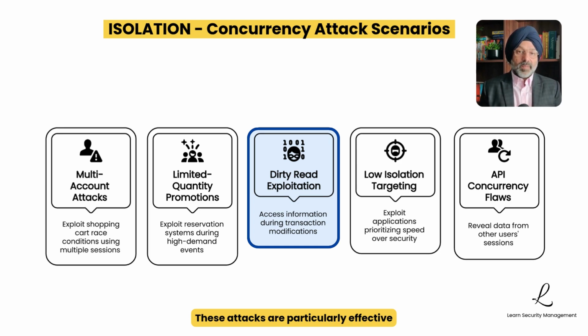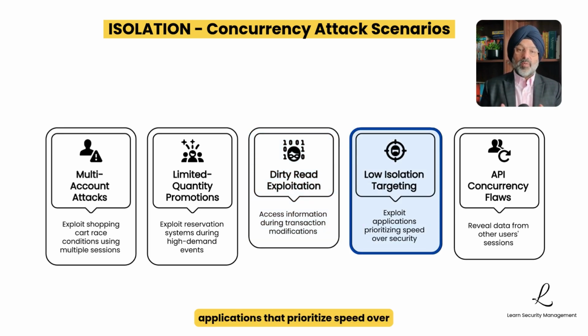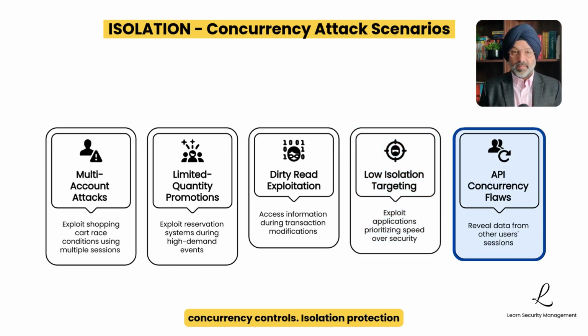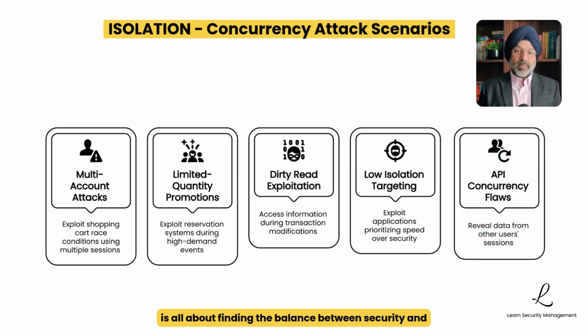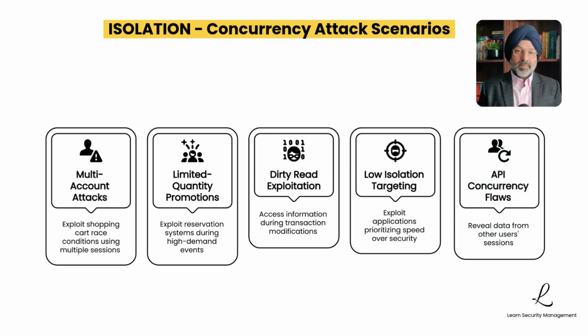These attacks are particularly effective against applications that prioritize speed over security and don't implement proper concurrency controls. Isolation protection is all about finding the balance between security and speed.